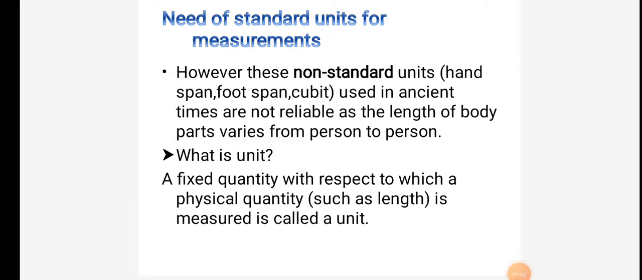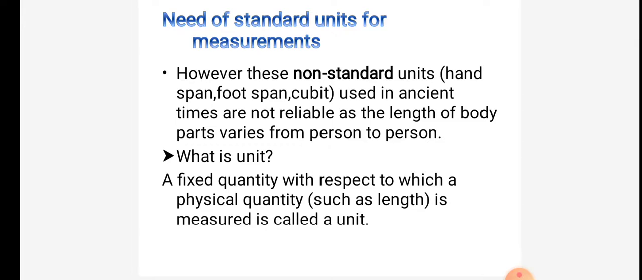Next, need of standard units of measurement. So students, we have seen that in ancient time people used their body parts like handspan, footspan, cubit to measure length, but the non-standard units used in ancient time are not reliable, as the length of the body parts varies from person to person. Varies means it differs from person to person. And handspan, footspan, cubit, these are non-standard units. So what is unit? A fixed quantity with respect to which a physical quantity is measured is called a unit.